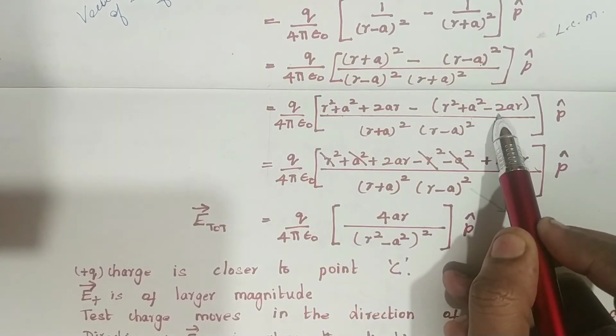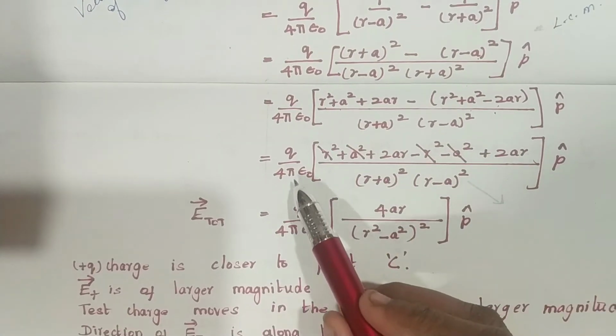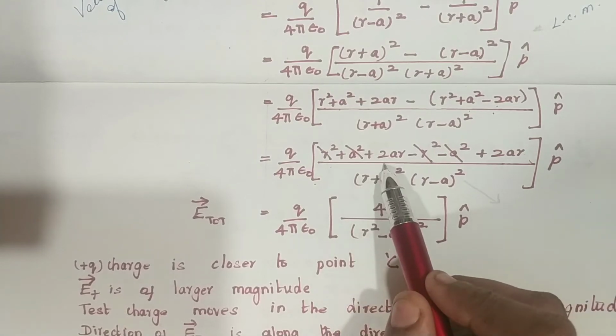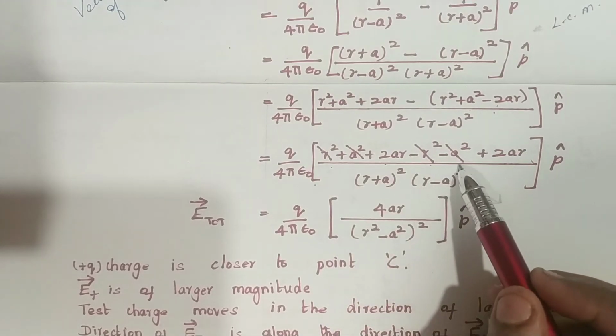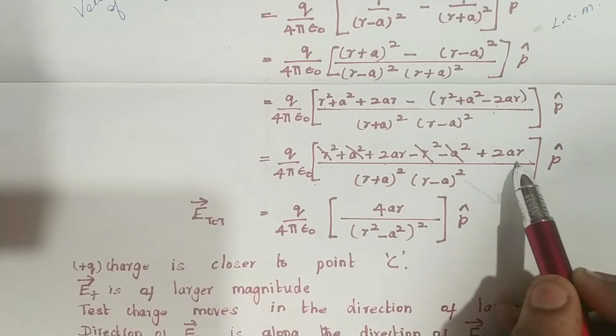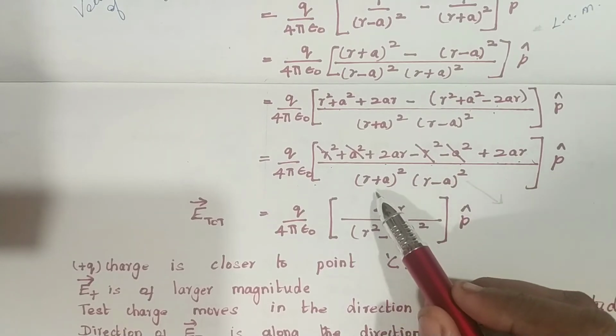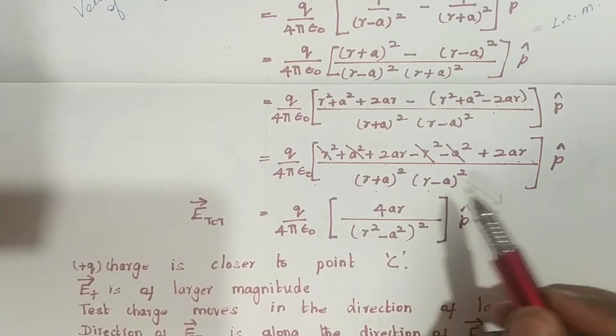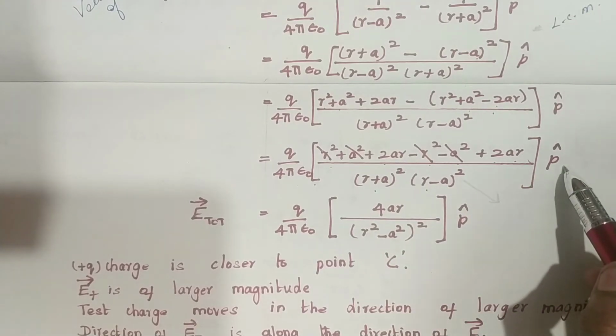அதை expand பண்ணி கொடுக்குறோம். next stepல பாருங்க Q by 4 pi epsilon naught, R² plus A² plus 2AR minus R² minus A² plus 2AR, and then denominator la (R plus A)² into (R minus A)² into P unit.